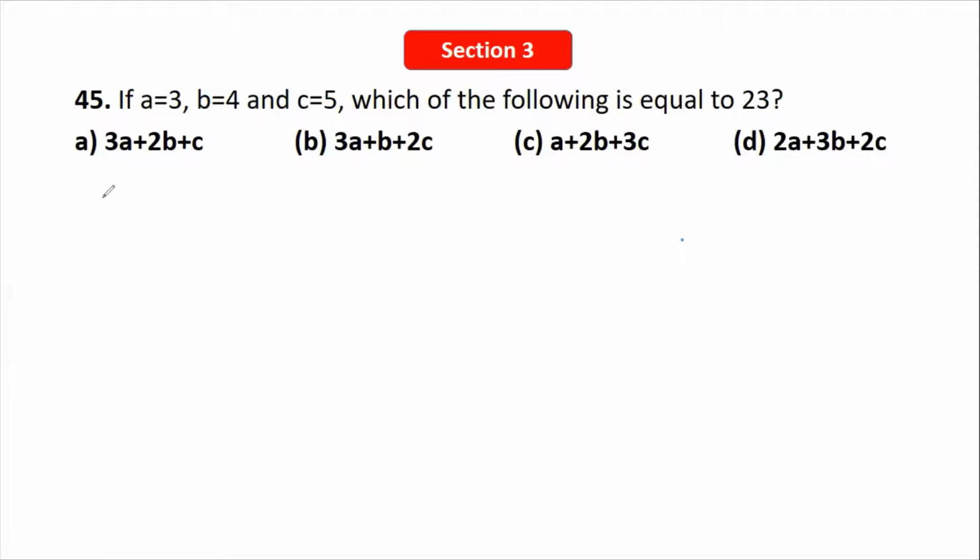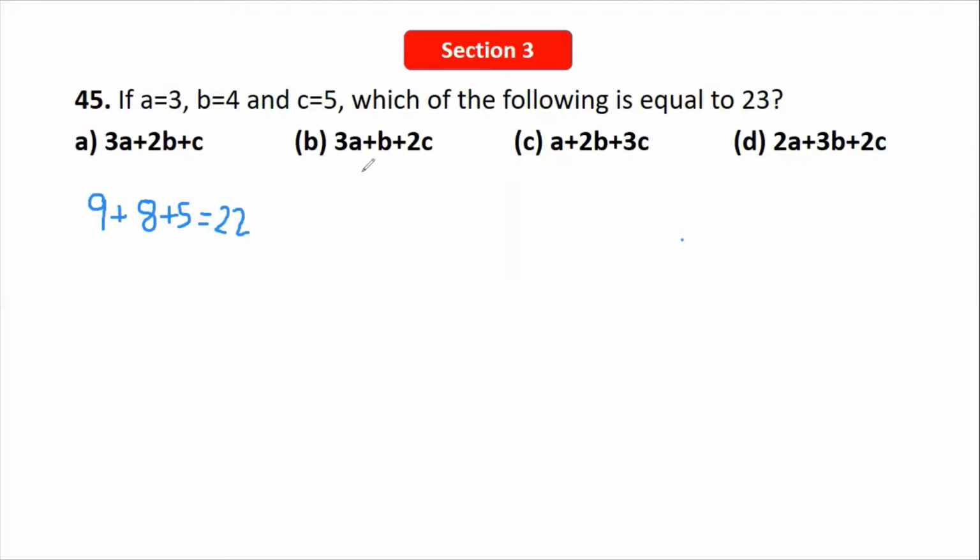So we have 3 times 3, which is 9, plus 4 times 2, which is 8, and 1 times 5, which is 5. If you add it, you will get 22. But we don't want 22. We want 23.